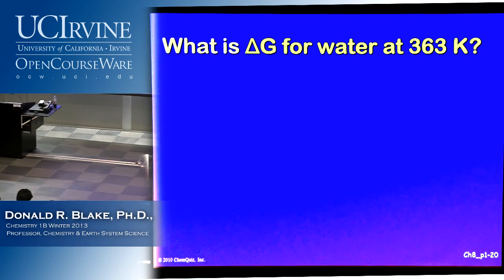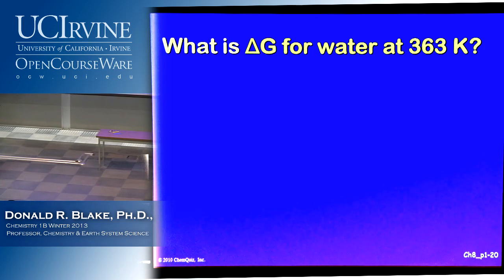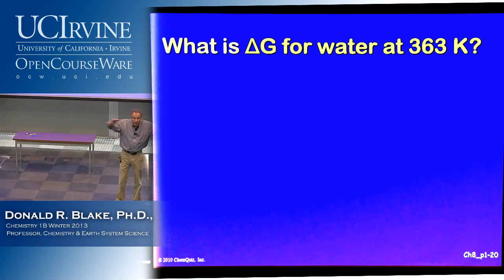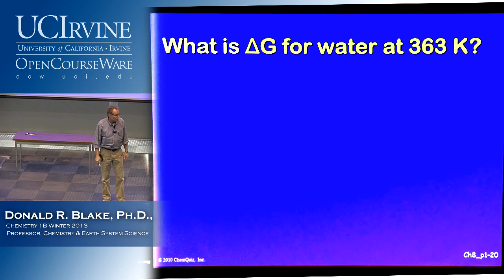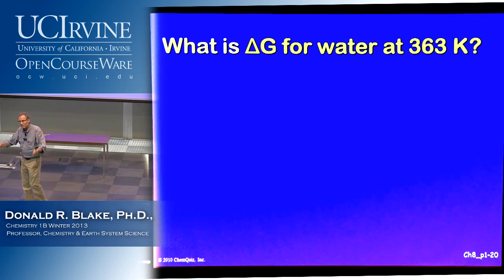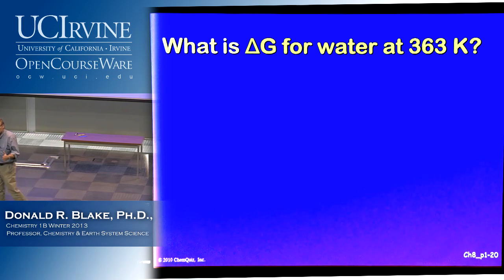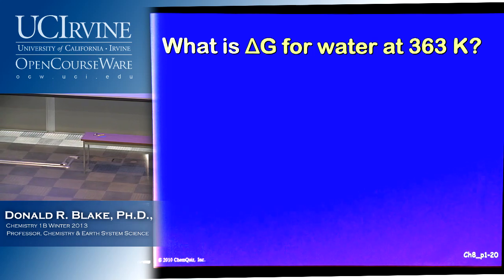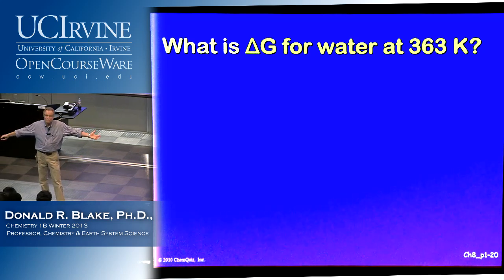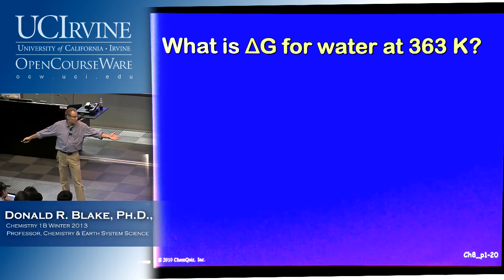Yes? With the heat of vaporization, it doesn't change. It never changes. It's 40.7 for water. It changes for every different substance, but water's heat of vaporization is always 40.7. It's always the same. So, folks, what does that tell us about the delta G for that reaction at 363? Is it spontaneous? No. That means water doesn't boil at 363.